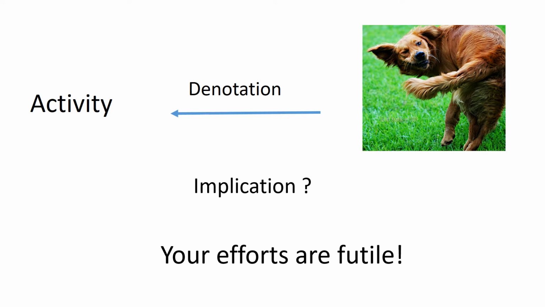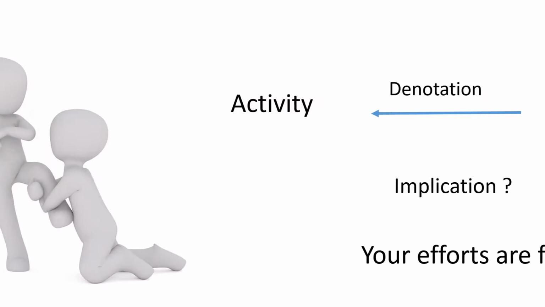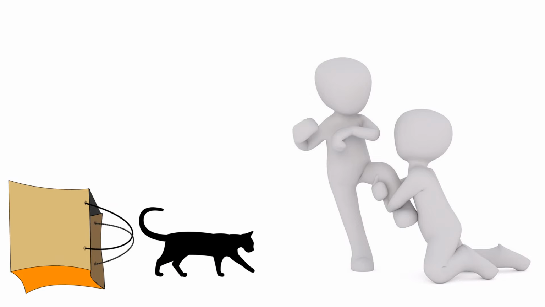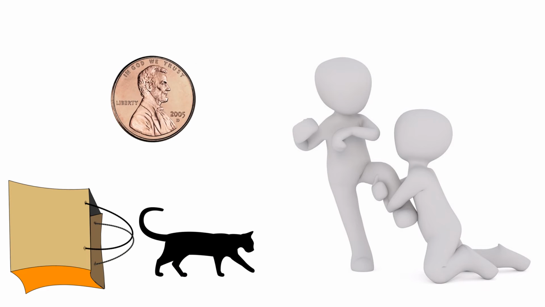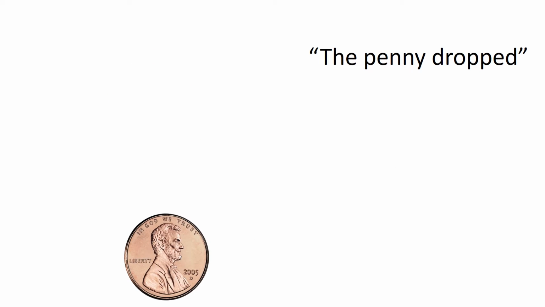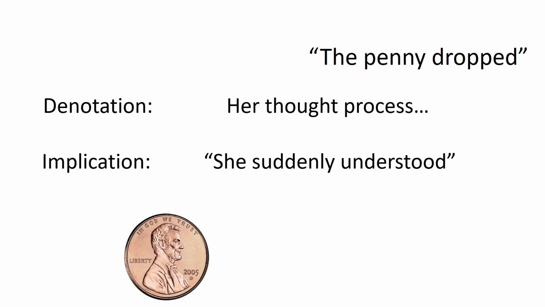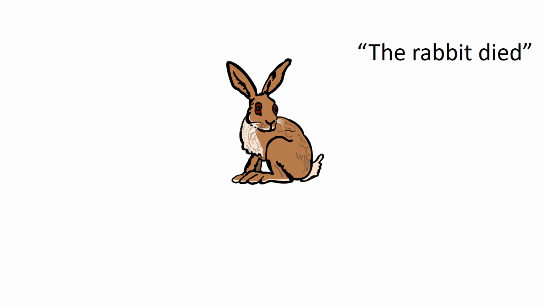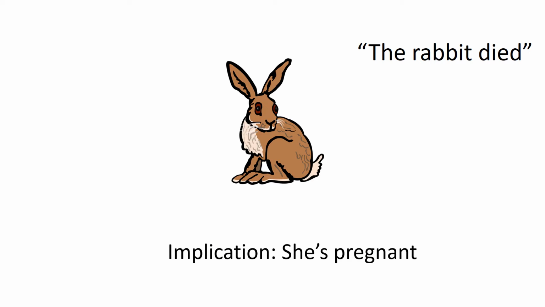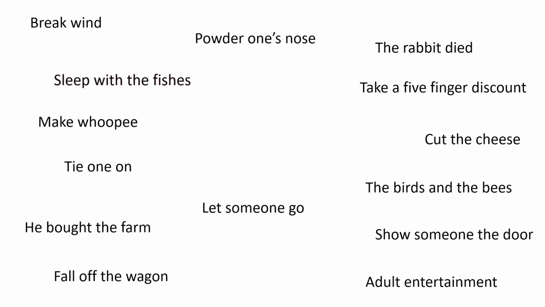Some figures of speech denote more specific states or activities. Expressions like pulling one's leg, letting the cat out of the bag, and the penny dropped fit into this category. For example, the penny dropped is about someone's thought processes and indicates that the person in question suddenly understands an important point. The expression, the rabbit died, is one of these, with a very specific implication only obliquely related to the death of rodents. We use quite a few expressions like this one to talk about a variety of topics.